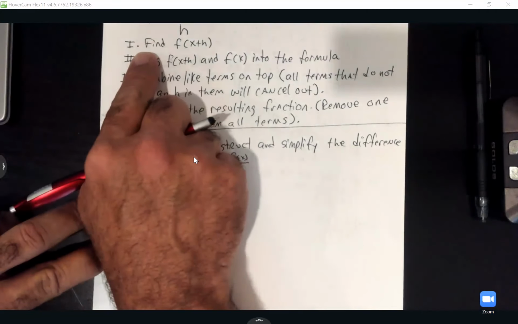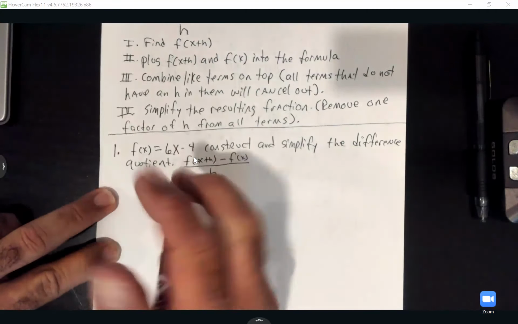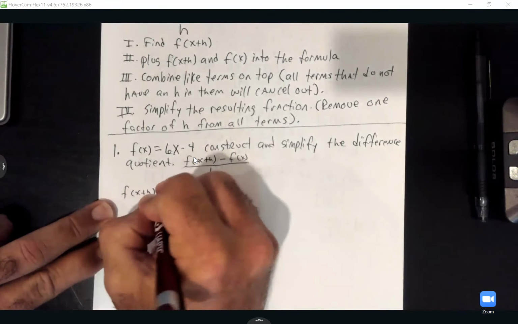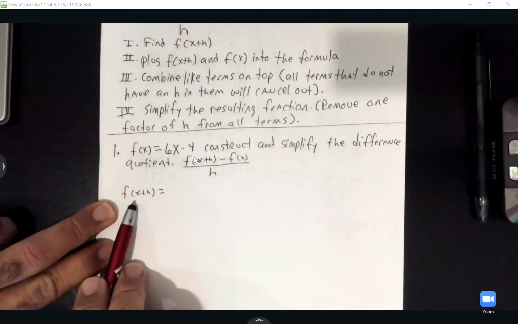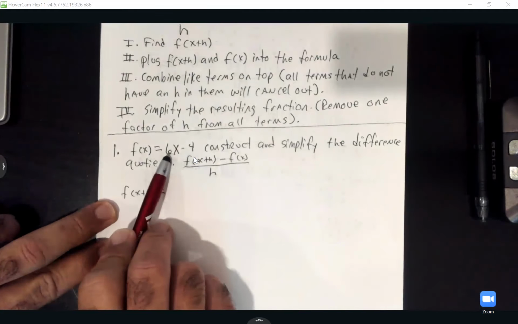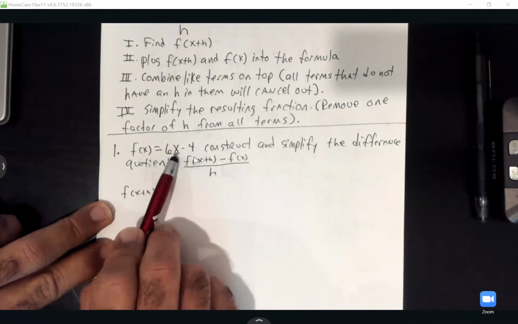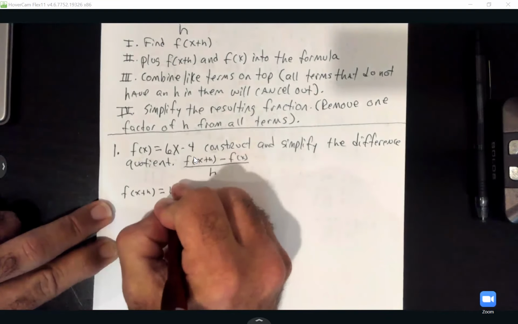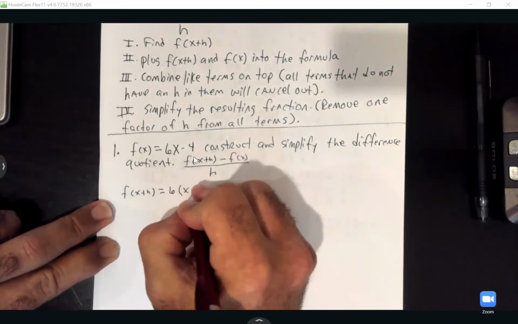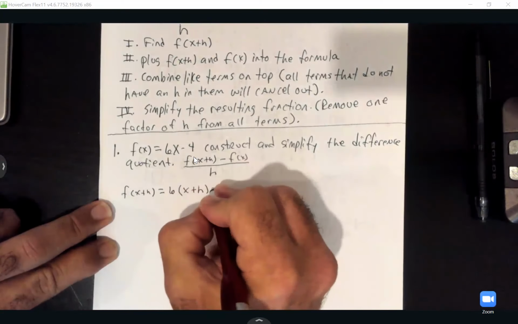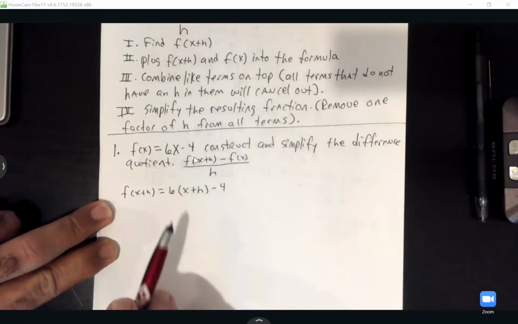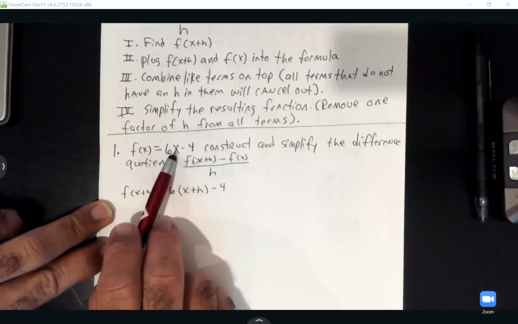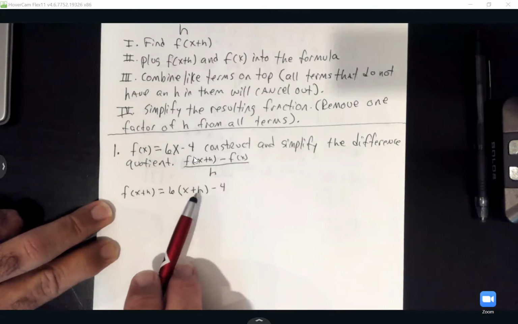So the first thing we said we had to find was the f of x plus h. To find f of x plus h, we take the f of x equation and put an x plus h in for that x. So if I do that, that'll give me 6 times x plus h minus 4. So it still looks like f of x, except that x is now x plus h.